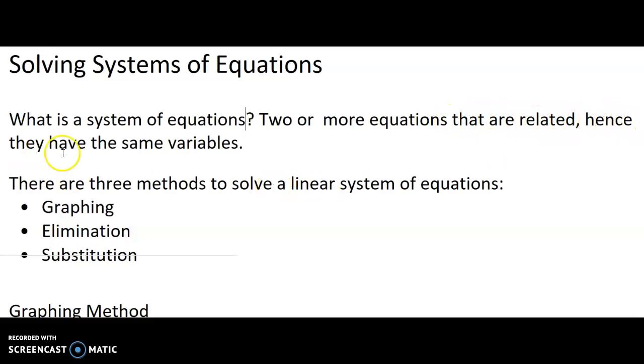In other words, they have the same variable. At this level of math, we're starting very basic with a very basic system, and we're going to focus specifically just on two equations. But later on, as you get into higher level maths, you could have more equations such as 3 or 4, but very common 3, but that's higher level maths.